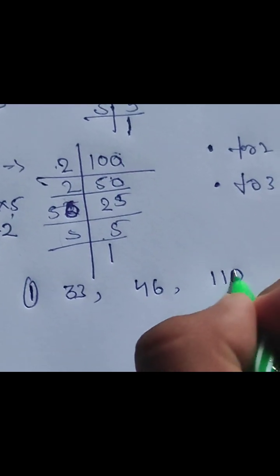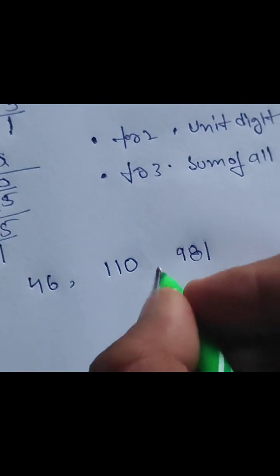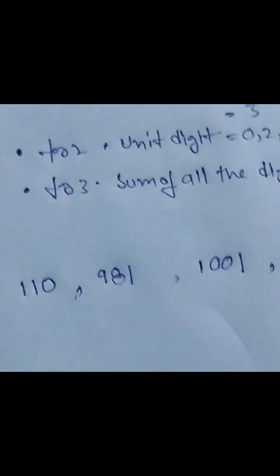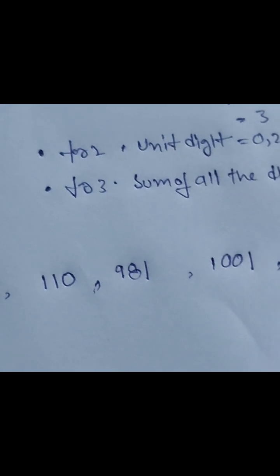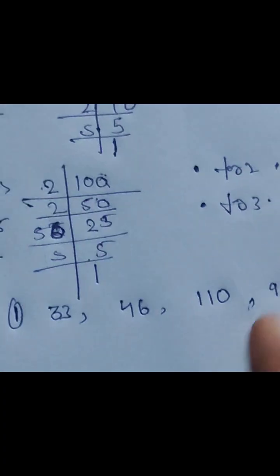Question number 1: similarly factorize 33, 46, 1 1 10 9 8 1, then 1 0 0 1 and at last 5 4 3 0. All these questions, do by yourself.